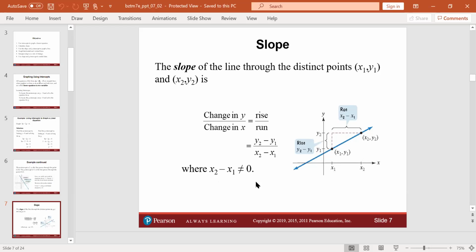One thing to note is that your x values shouldn't be the same, so that if you subtract one from the other, you don't get 0. If they are the same, you actually have a vertical line. But we'll talk about that in more detail.